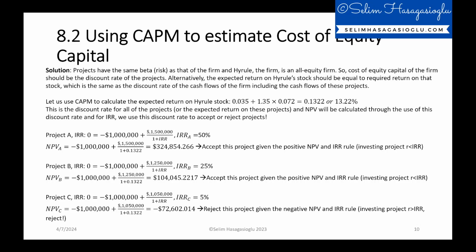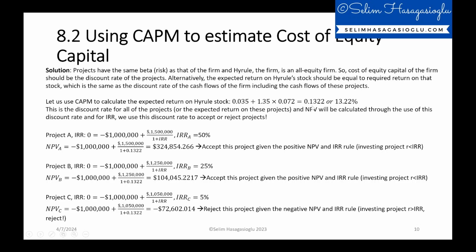Projects have the same beta or risk as that of the firm, and Hyrule, the firm, is an all-equity firm. So the cost of equity capital of the firm should be the discount rate of the projects, or alternatively, the expected return on Hyrule stock should be equal to the required return on that stock, which is the same as the discount rate of the cash flows of the firm, including cash flows of these projects. Let us use CAPM to calculate the expected return on Hyrule stock. Risk-free rate, remember, 3.5% plus beta 1.35 multiplied by the equity risk premium, which was given as 7.2%.